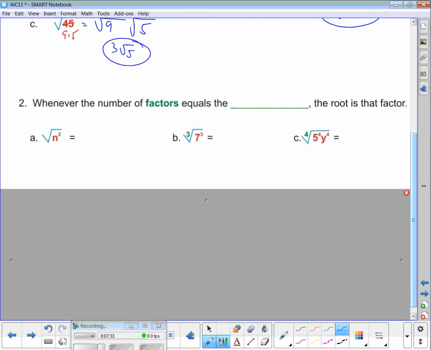Here's the concept of factoring. Whenever the number of factors equals the, anybody know what goes in the blank? Index. Next time you guys will raise your hand for me. You'll know when I'm asking the class. I always give you an indicator there. All right, so whenever the number of factors equals the index, the root is that factor.